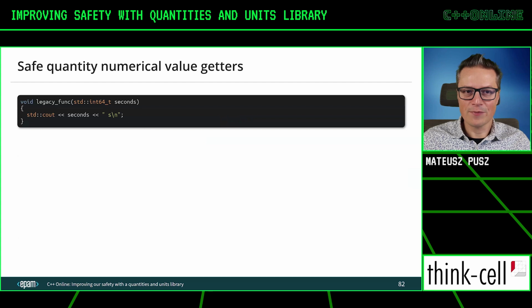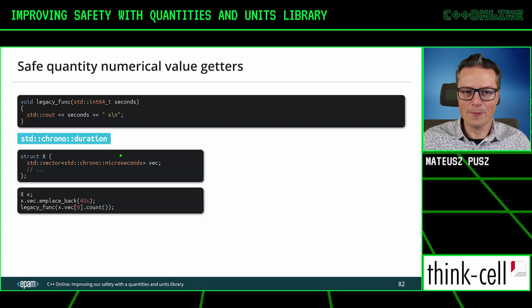Let's look into other use cases. We want to get some numerical value to work with a legacy function. Legacy is a function that takes the number of seconds as a number instead of chrono duration, right? We have this emplace_back 42 seconds. I pass 42 seconds to microseconds, and then I call the legacy function with count, which takes something in seconds. So I have some seconds here, everything looks fine, but we forgot that there are microseconds on the way. Or maybe milliseconds tomorrow, right? This count will provide incorrect values in such cases.